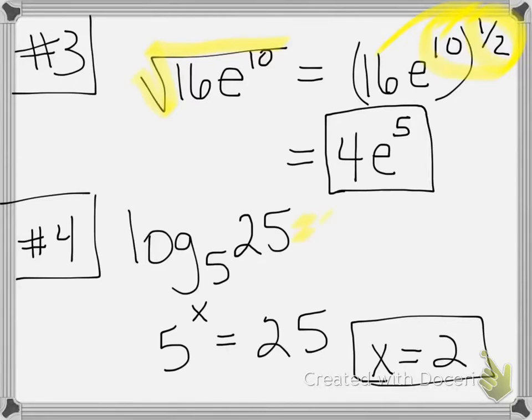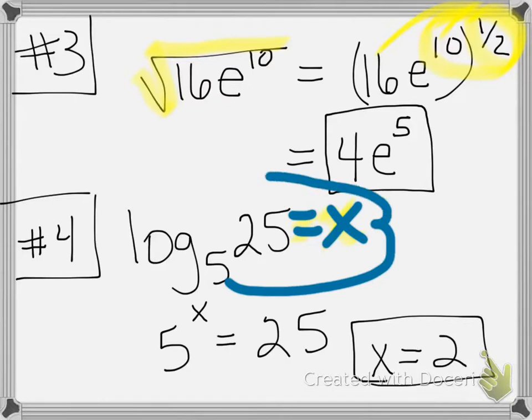For number 4, you have log base 5 of 25, so I'm going to start out by making it equal to x, basically for myself. Let me write that again in a different color. So I write 5 to the x equals 25, because that's just rewriting it. And then I determine what x equals, because 5 to what power equals 25, and that's going to be 2.